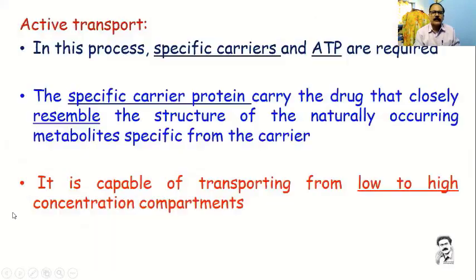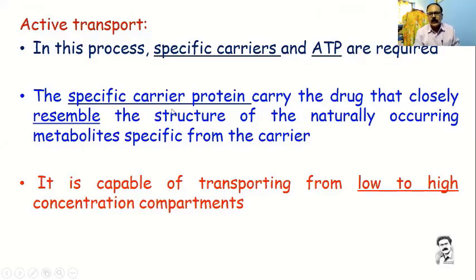This is about passive. And when it comes to active, there are slight changes. In this process, a specific carrier or ATP is required. Energy is required like petrol, or you need a policeman. A specific carrier is required. With the policeman or using the petrol or vehicle, you can get into the system. The specific carrier protein carries the drug that closely resembles the structure of naturally occurring metabolic species. If it is allowing glucose, if a glucose-like structure is there, it will allow.